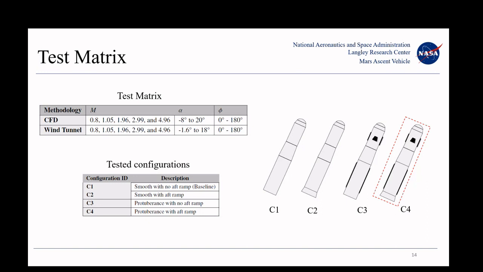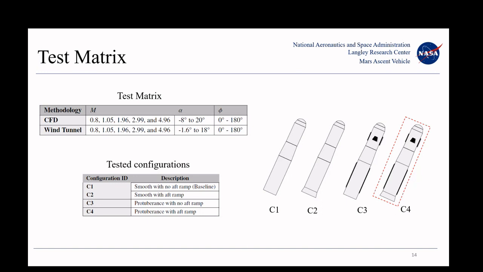The alpha sweeps for the CFD ran between -8 to 20 degrees. For the wind tunnel, it's -1.6 to 18 degrees. And when we're comparing, we're doing some linear fits to make sure that we're comparing apples to apples again. And we've examined different clock angles or roll angles, phi in this case. So we've been rotating. This is not an axisymmetric vehicle.